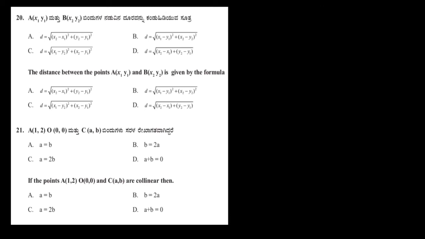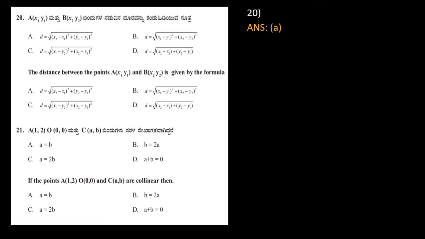20th one, the distance between the points A of x1, y1 and B of x2, y2 is given by the formula. Option A is the correct one because by seeing only we can say d is equal to square root of (x2 minus x1) whole square plus (y2 minus y1) whole square is the correct one. Formulas are very important, you just need to keep them in your mind and practice them very well.